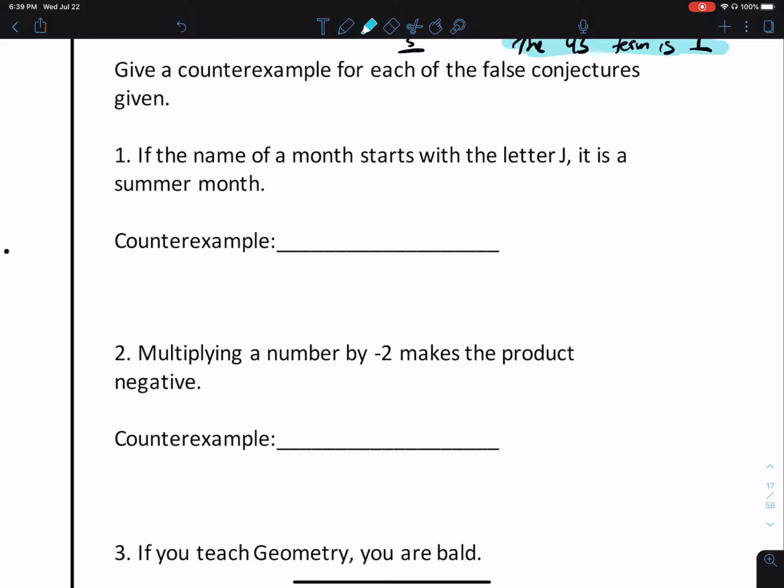So here's what happens with a counterexample. A counterexample has to make the hypothesis, which we haven't learned what that is yet, but we will here shortly, makes the hypothesis true, and it makes the conclusion false.